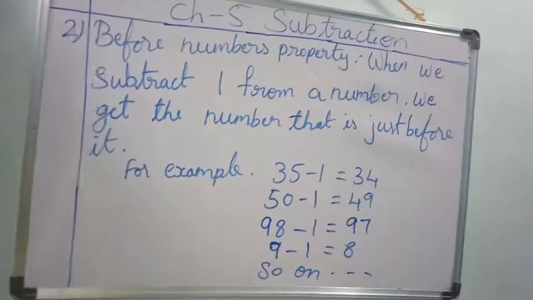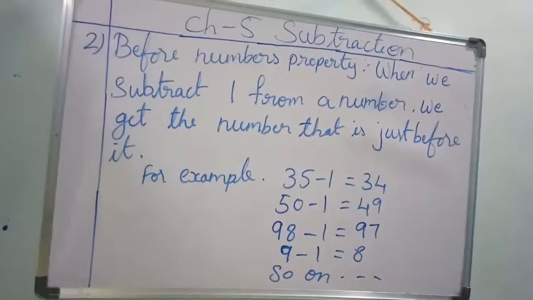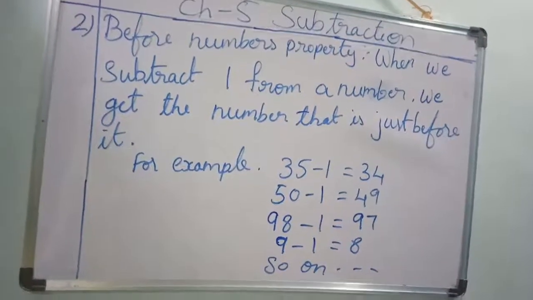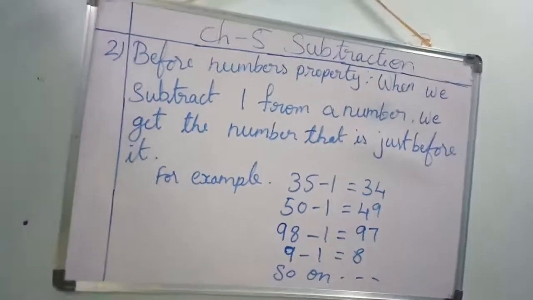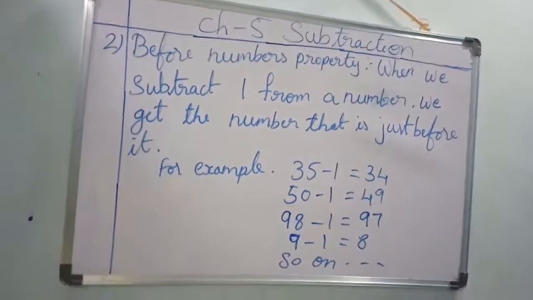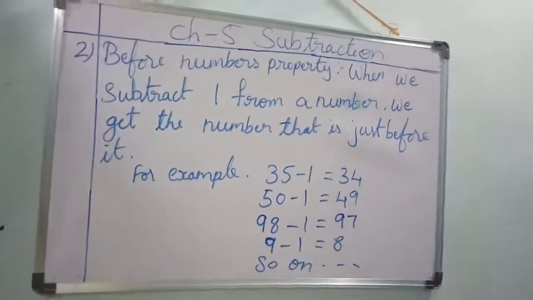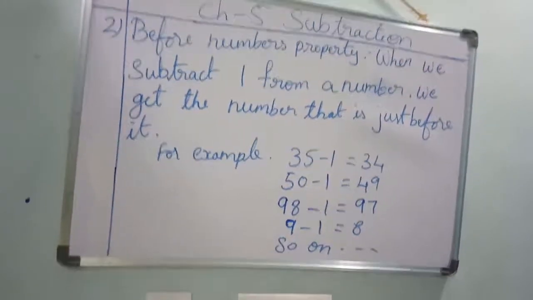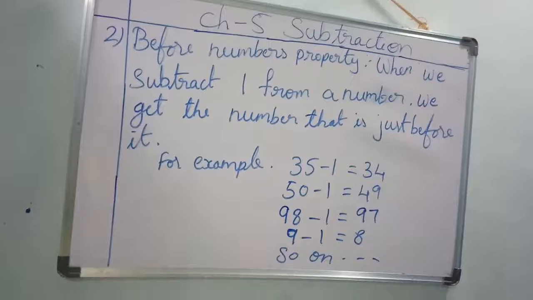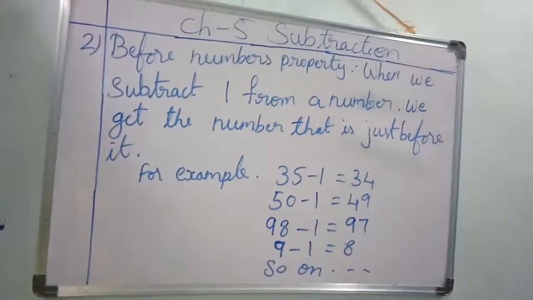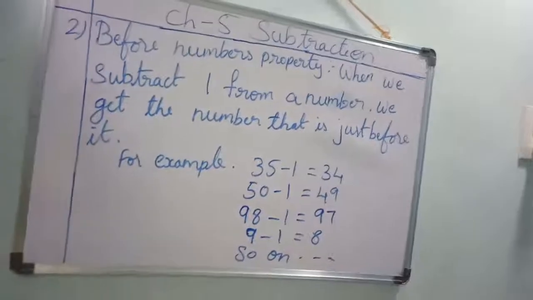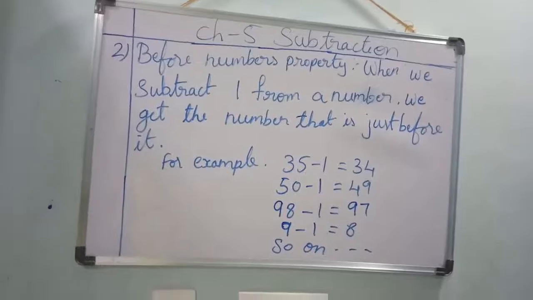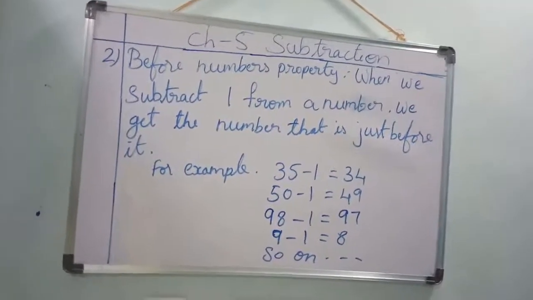Before number property: when we subtract 1 from a number, we get the number that is just before it. For example, 35 minus 1 is 34. 50 minus 1 is 49. 98 minus 1, 97. 9 minus 1, 8. And so on. Understood, children? Copy in the classwork.